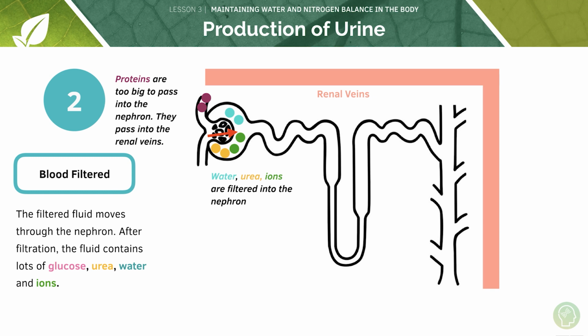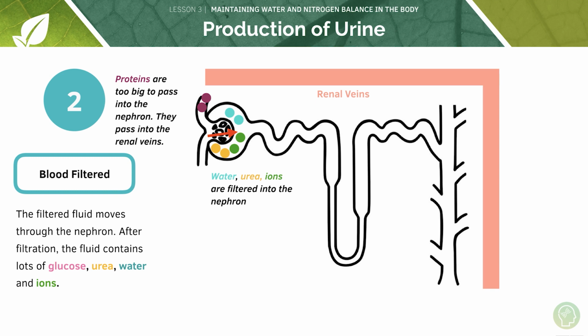So now we've got rid of the proteins, we're just going to concentrate on the water, urea and ions that were filtered into the nephron at the glomerulus. And this filtered fluid moves through the nephron, which means that after filtration, the fluid only contains glucose, urea, water and ions, because remember the proteins have passed into the renal veins.